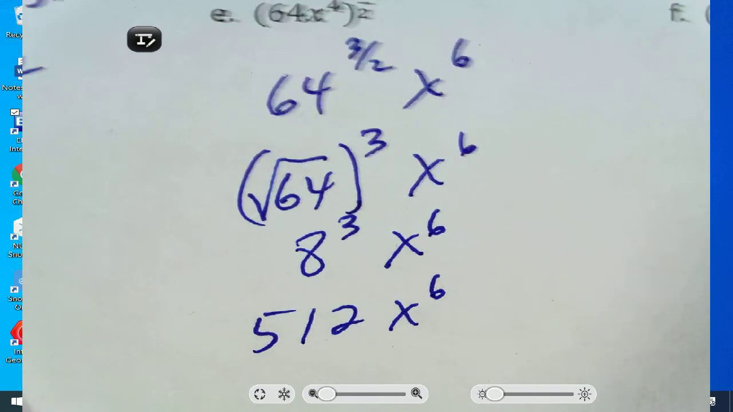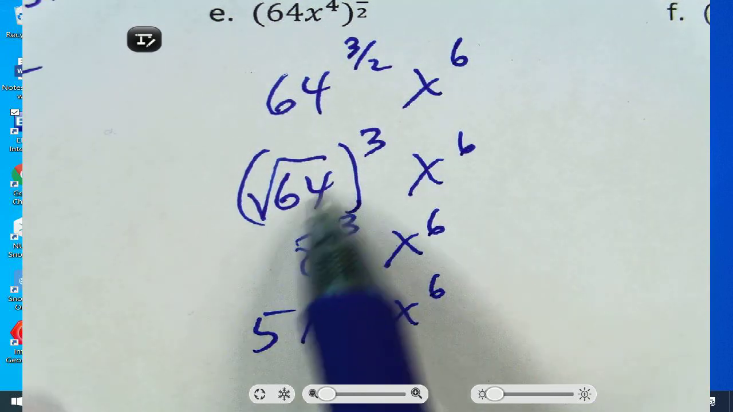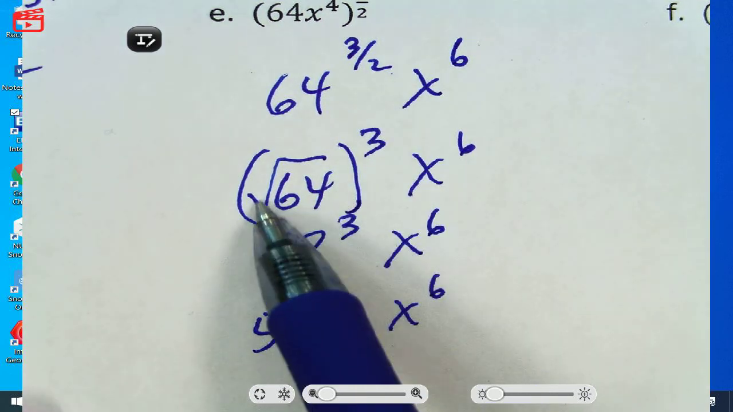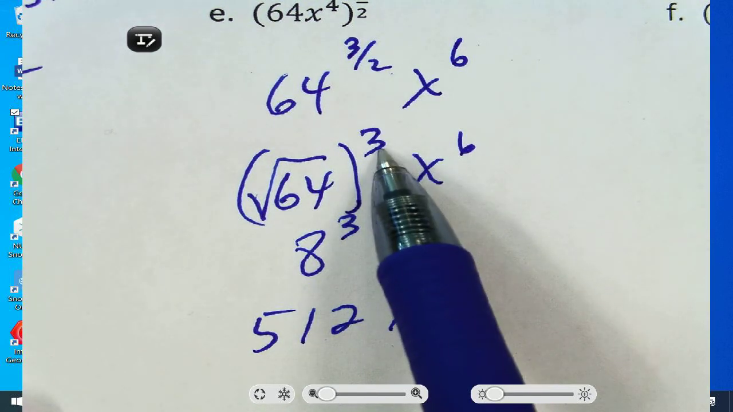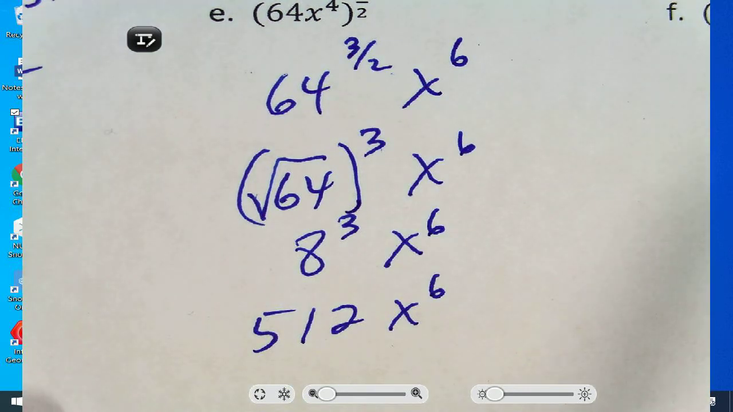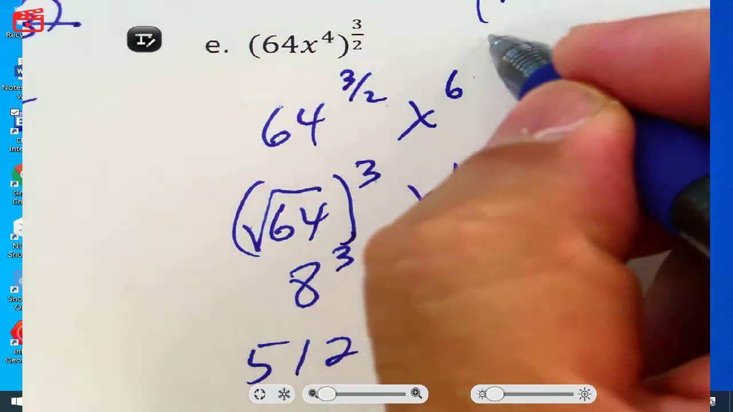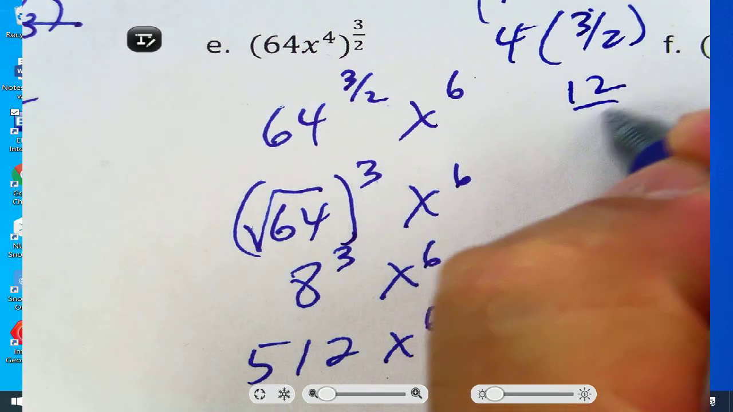Okay, so no magic there. How do you get to the third? How do you get 64 to the third? Okay, so the denominator was a 2, right? So I rewrite as a square root. And the exponent is 3, so I leave the 3 out here. So that's how I got square root of 64 to the 3rd. How do you get x to the sixth? I did 4 times 3/2. Right? 4 times 3 is 12. 12 over 2 is 6.